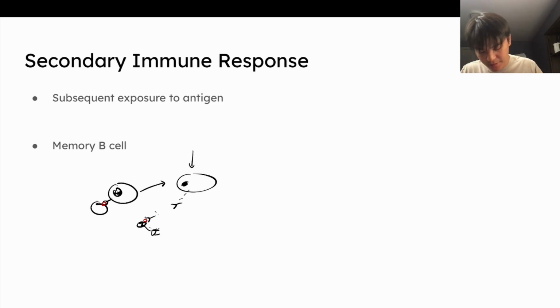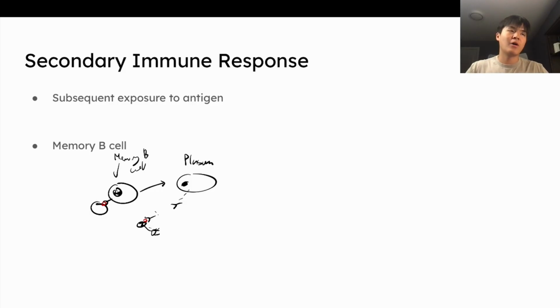Because these memory B cells, I guess this would be the memory B cell, turn into a plasma cell really fast because it doesn't have to go through the T cell process and all that. It can and it might, but you don't have to go through all of that, right? And so it actually ends up being really fast. This is a secondary immune response.